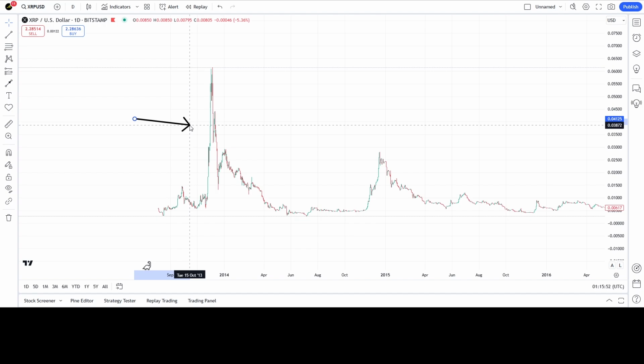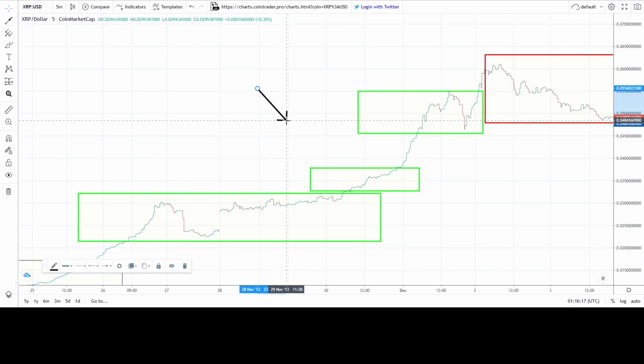Okay, so here we are at the very beginning of the XRP chart. This is the first bull run structure. This takes place in December 2013. I'm going to go over to CoinTrader Pro and zoom in on this bull run structure. So here we are zoomed in.